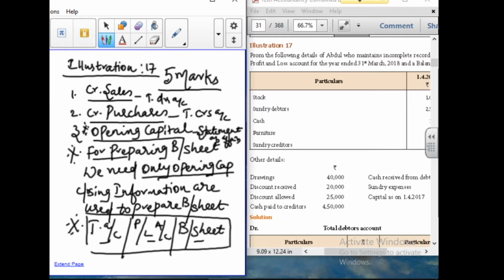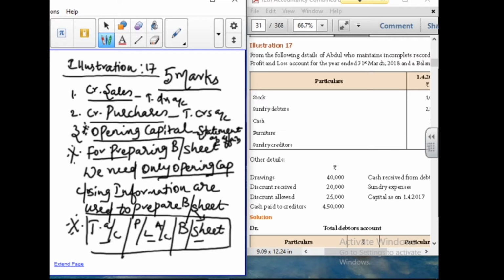Finally we will prepare the balance sheet, and for this we will use the closing information. Once again I will repeat that. For the problems, we have to analyze only 3 things. Whether credit sales is given. If credit sales is given, no need to find it out. This credit sales is used in the trading account on the credit side. We use both cash sales and credit sales; if cash sales information is given, then we take cash plus credit sales.